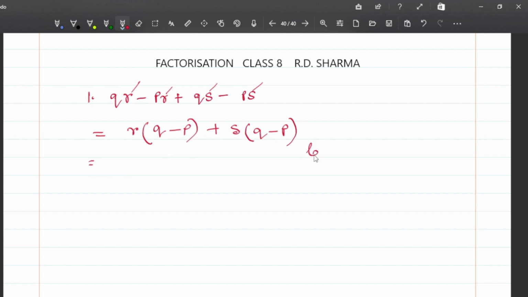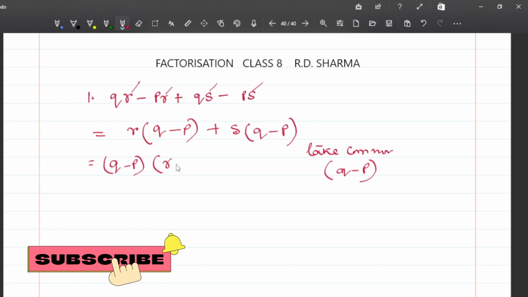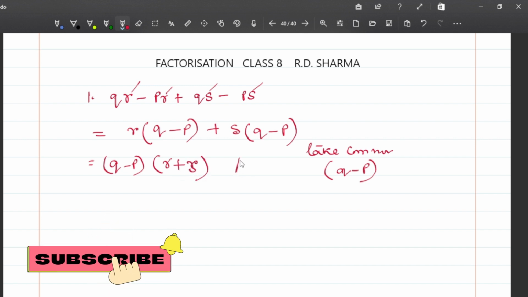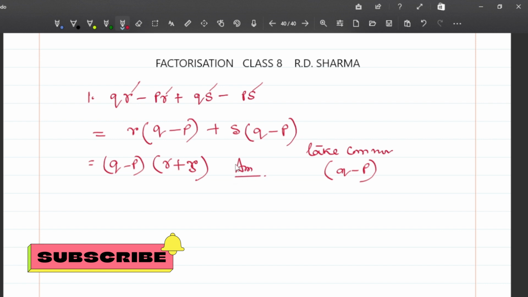Now take common Q minus P. So you get R plus S. That is your answer.